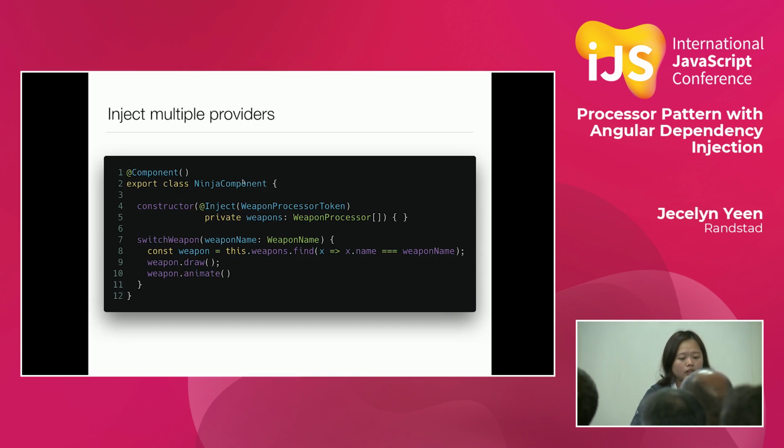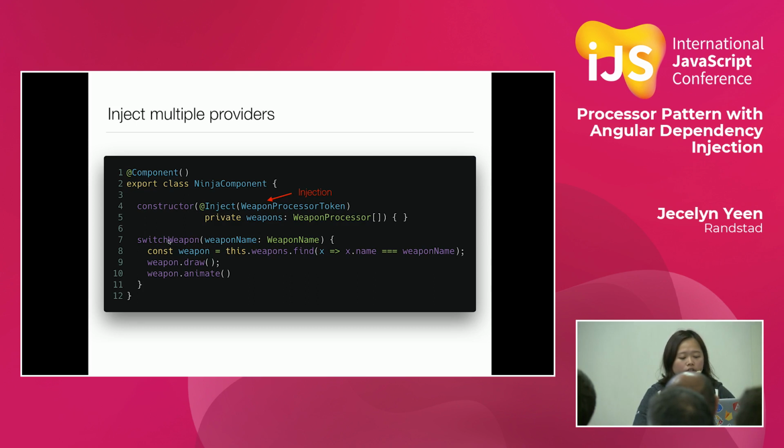After that, in the normal way, when we inject something, we don't use the Inject decorator. But because we use the same token with multiple implementations, you need to use the Inject decorator and pass in the token. In this case, it is the weapon processor token, and the expected output is an array, because we expect 4 different processors. By doing this, in your weapons you actually get 4 different implementations.